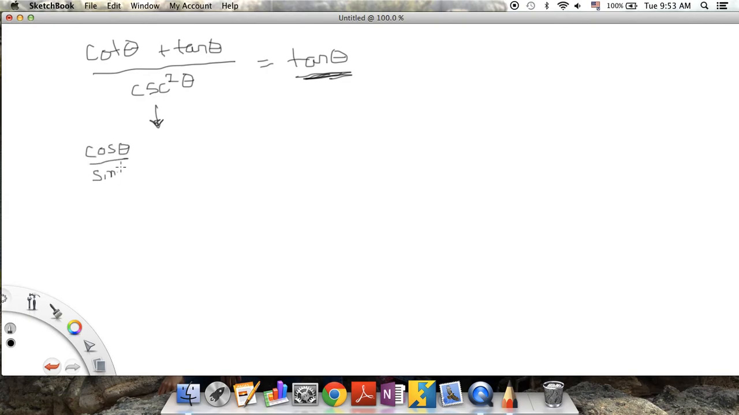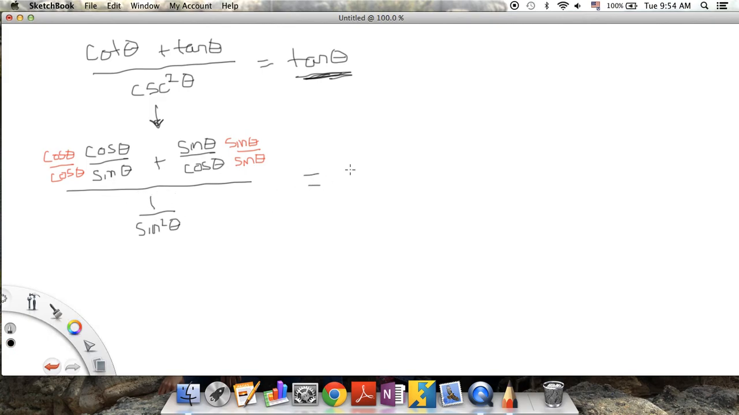So we've got cosine theta over sine theta plus sine theta over cosine theta, all over 1 over sine squared theta. Now, what do we do with fractions? We get a common denominator. So what's our common denominator? Common denominator is sine times cosine. So we're going to multiply times cosine theta over cosine theta here, and sine theta over sine theta here. Remember, that's just multiplying by 1, so that gives us our common denominator, which is what we want.